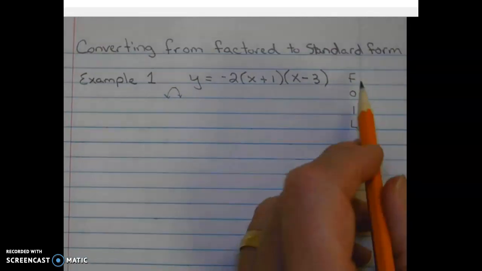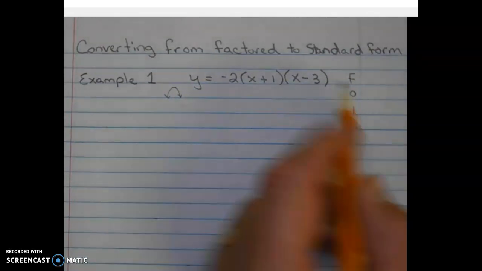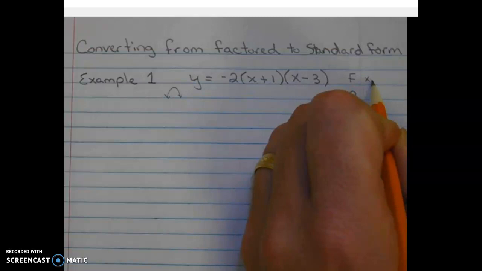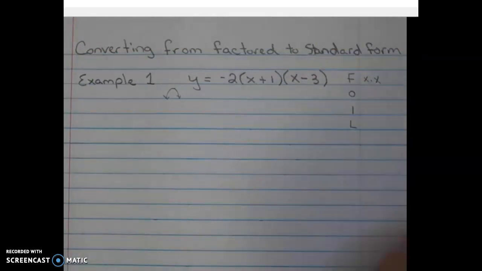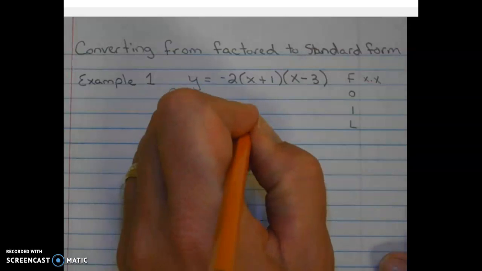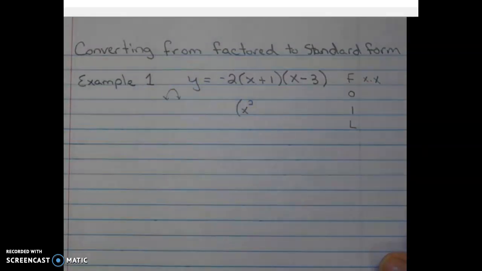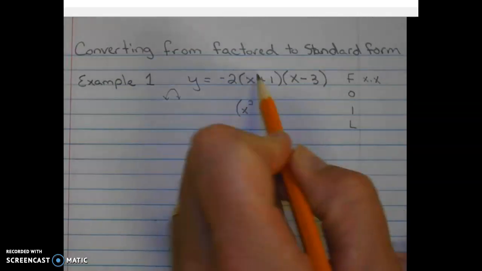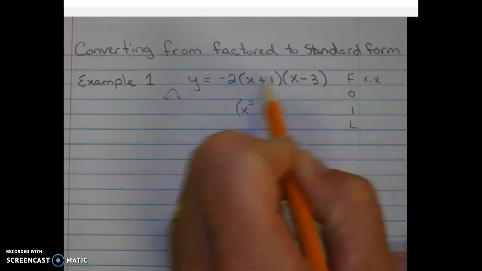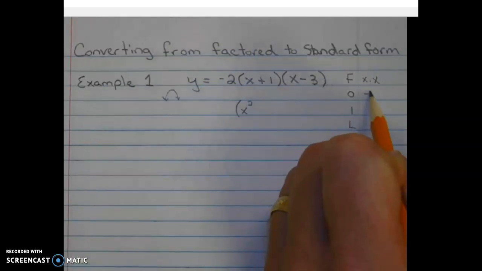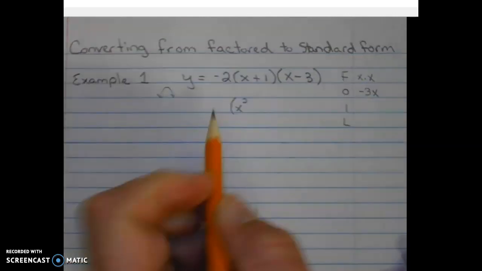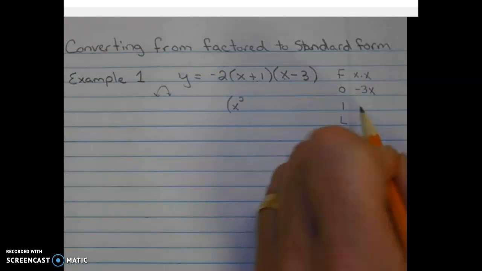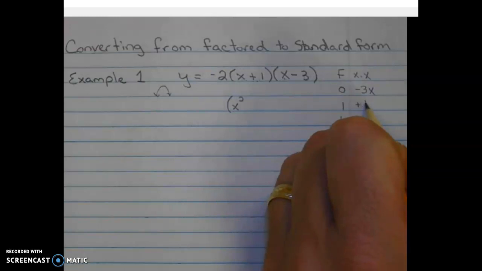And so F is going to be our first terms in our two expressions. So x times x, that's going to give us our first term, which is going to be x squared. Okay, the outer terms, that's going to be our x times -3. So that would be these outer terms. So x times -3 is -3x. Inner terms, that's these two terms, 1 times x, which is positive 1x.